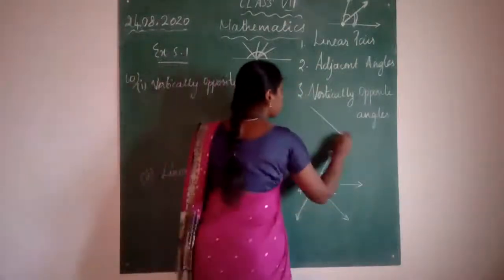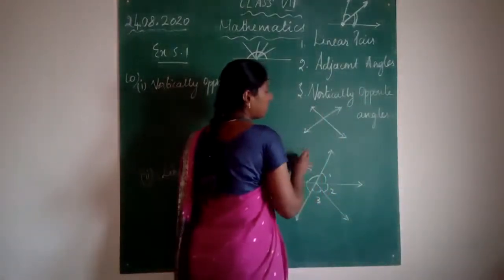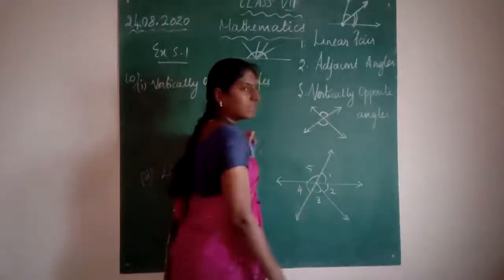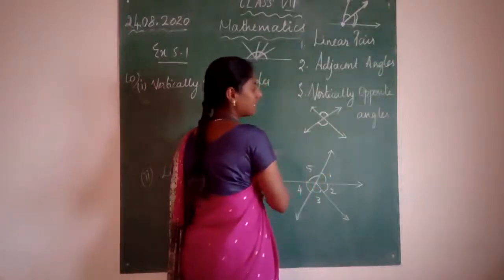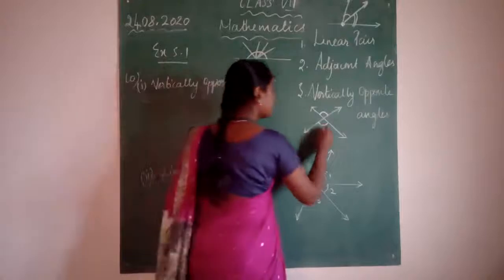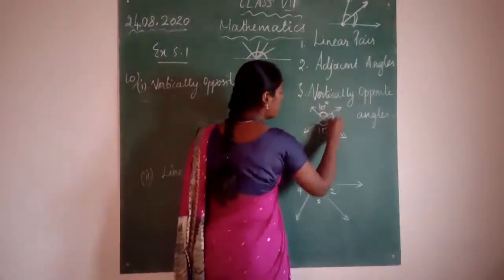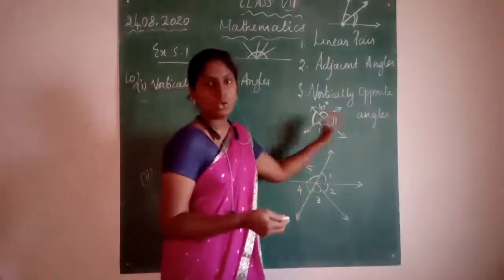If you have any two lines intersecting at one point, the angles formed opposite to each other are known as vertically opposite angles. Here these two angles are vertically opposite angles, and in all cases vertically opposite angles are equal. For example, if this is 10 degrees, then this will also be equal to 10 degrees. Now here this is also a vertically opposite angle and they are also equal to each other.